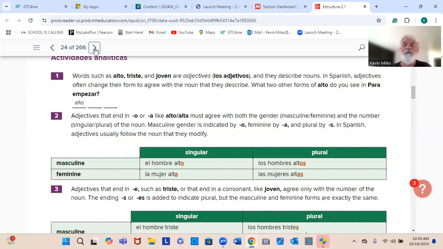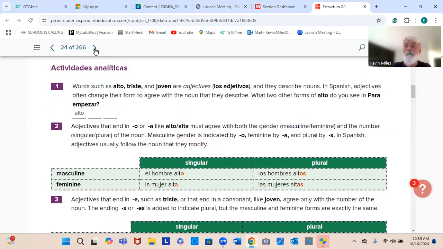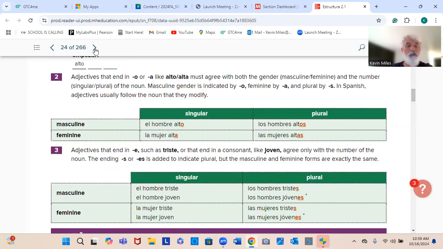So if you're talking about something masculine, you need the masculine form of the adjective. If it's feminine, you need the feminine form of the adjective. If it's plural, you need the plural masculine form, or plural feminine form. English does not have this. So there's 4 ways to say, for example, tall in Spanish. Okay, well, let's look below here in this chart.